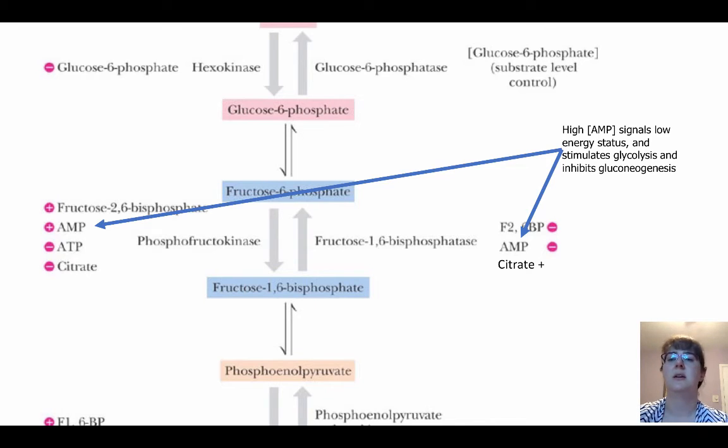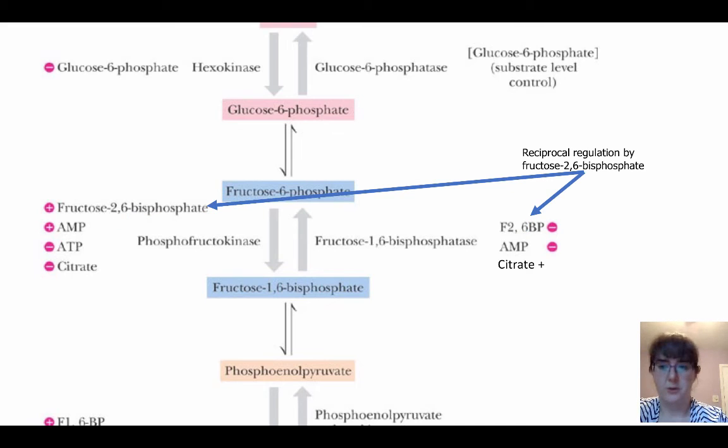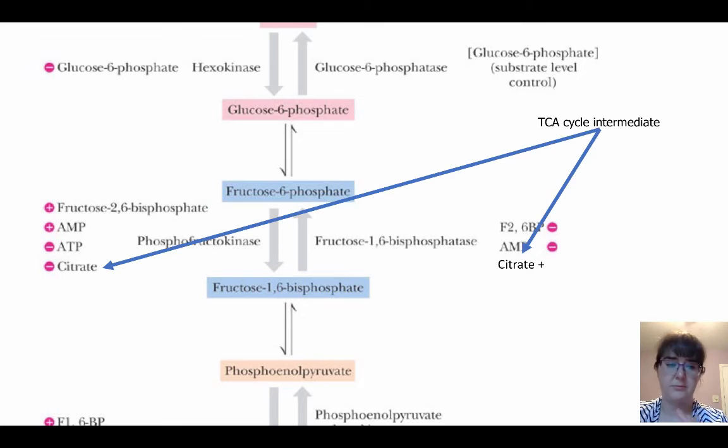AMP, again low energy status, is going to stimulate phosphofructokinase. If we don't have enough energy, we're going to try to produce ATP from glycolysis. If we have low energy, we don't want to be spending our energy making glucose. AMP is going to have that reciprocal control over phosphofructokinase and fructose 1,6-bisphosphatase. Fructose 2,6-bisphosphate is again going to have that reciprocal control. And you see that same reciprocal control with citrate. In this case, this is a TCA cycle intermediate.